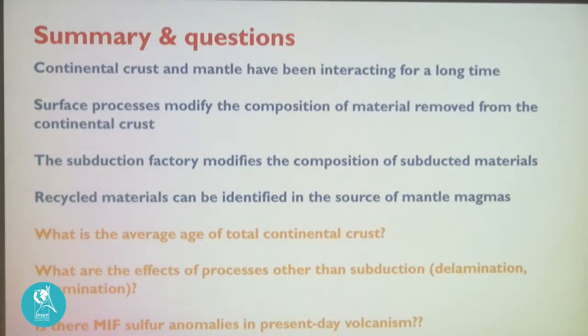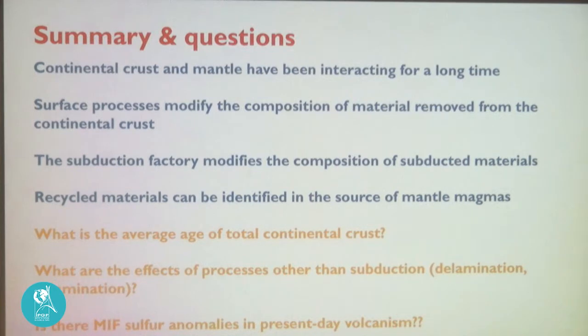This material is then sent back into the mantle through subduction, but the subduction factory also changes the composition of the recycled material, because some elements go in the arc more easily than others, and we can quantify that. Finally, the recycled material can be identified in the source of oceanic mantle magmas, and it certainly modifies the composition of the mantle as a whole.